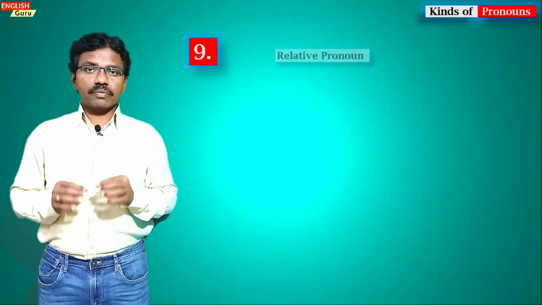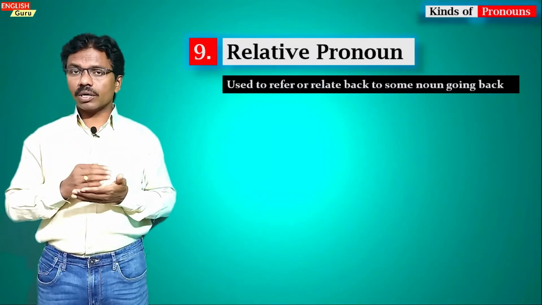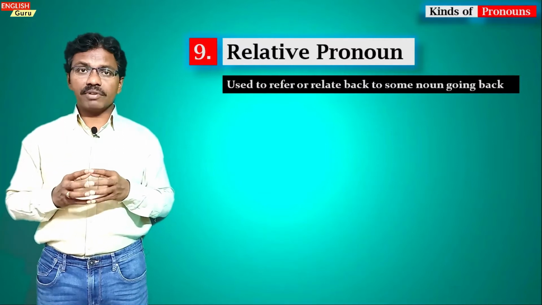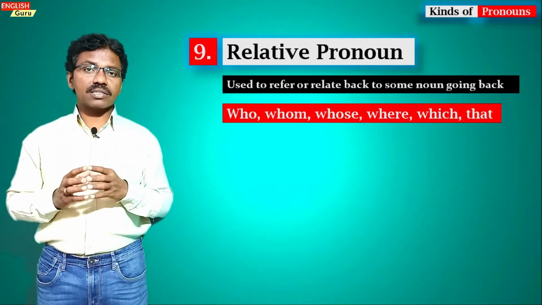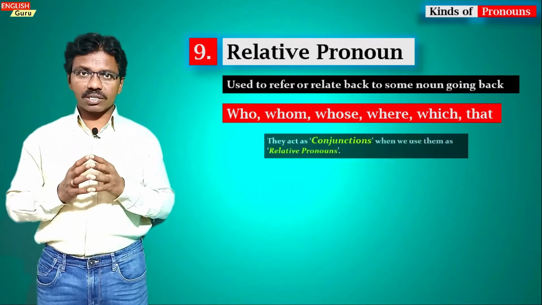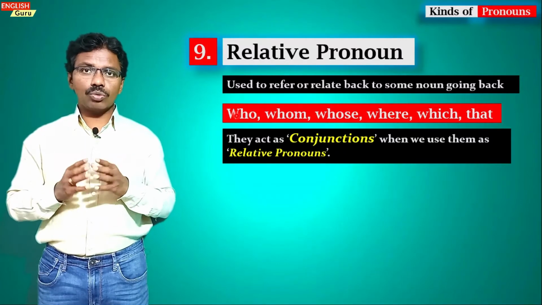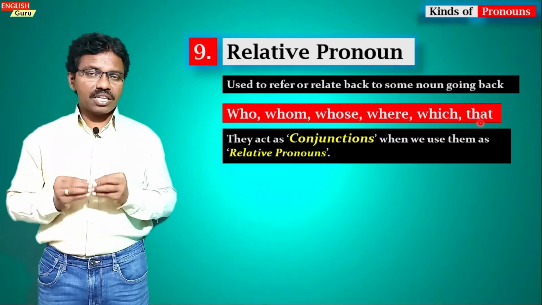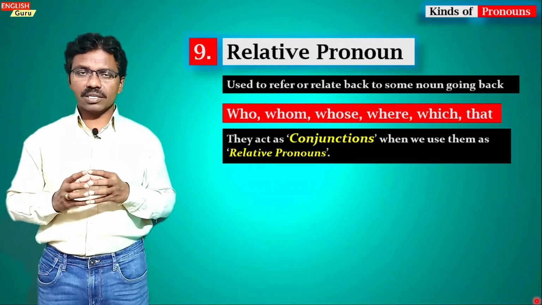The ninth one is relative pronouns. So relative pronouns refer or relate back to the nouns which is going back. And when we use relative pronouns in a sentence, they act as a conjunction to that particular sentence. And we have some relative pronouns like who, whom, whose, where, which, and these are all the relative pronouns that we normally use in any sentence.